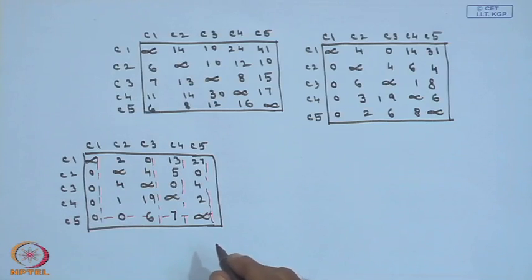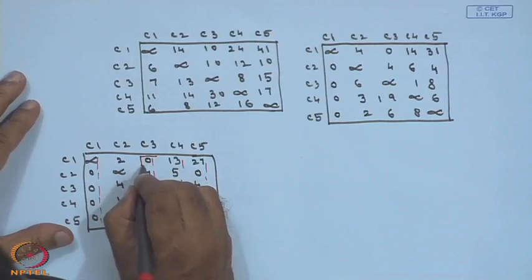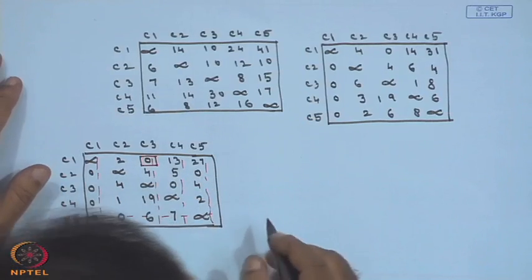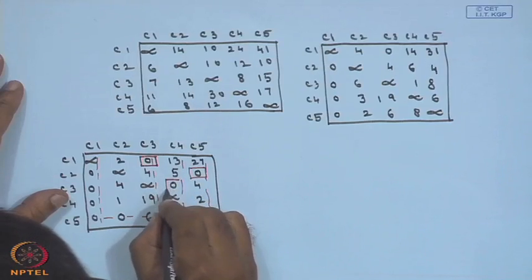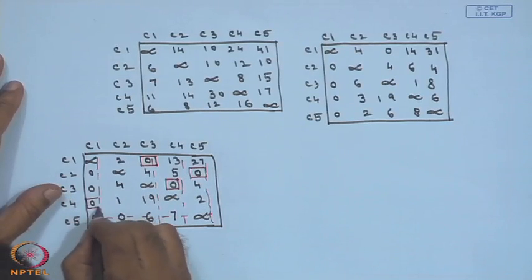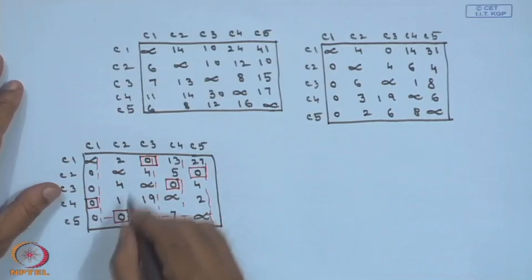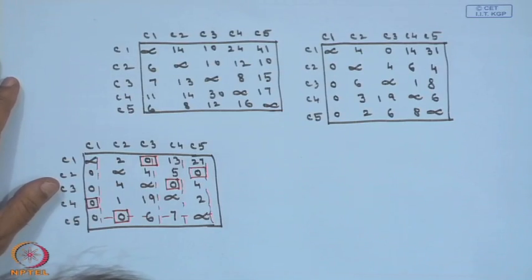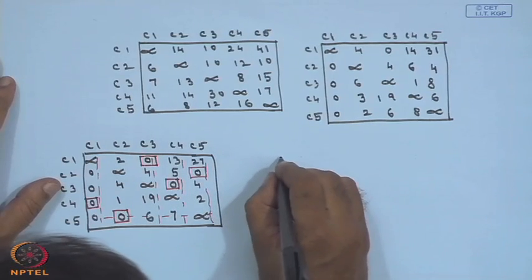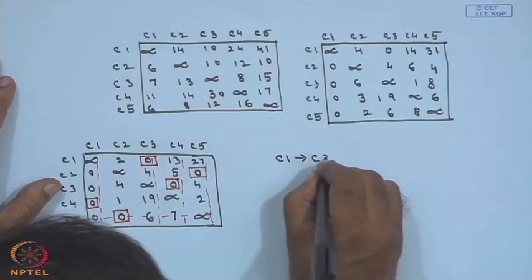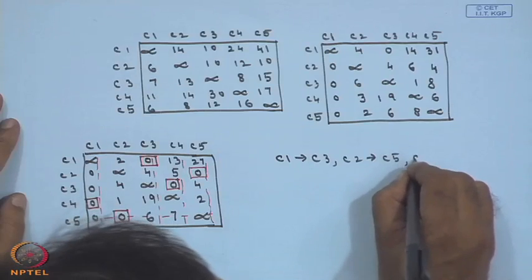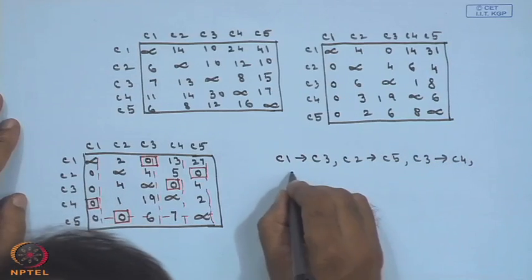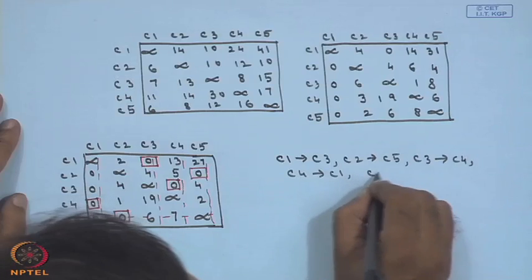You can assign like this, because you know how to do this. One will be this, then you will get C1 to C5, C3 this one will come, C4 will be 0 and C5 is this. I am not discussing how I am allotting, because we have already discussed this when doing the assignment problem. So what is the optimal assignment now? C1 to C3, then C2 to C5, after that C3 to C4, then C4 to C1 and C5 to C2.